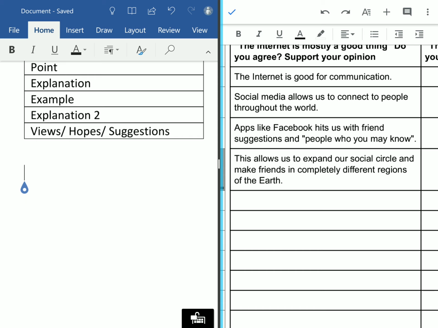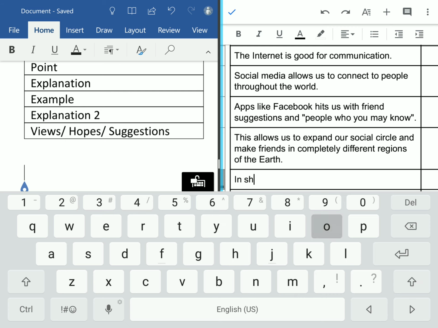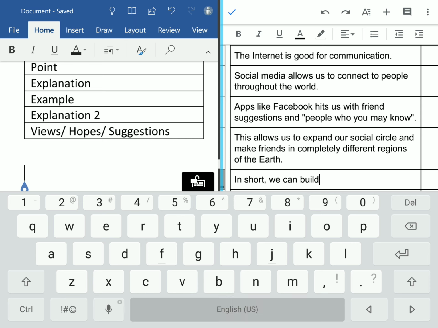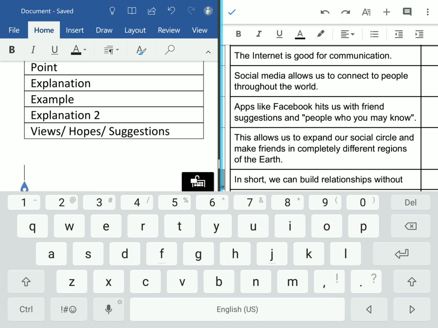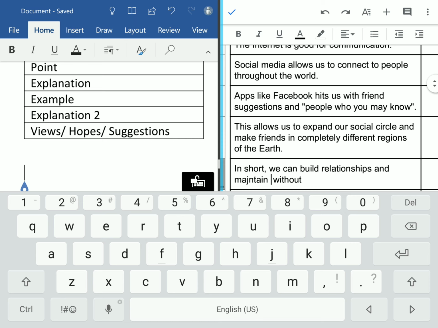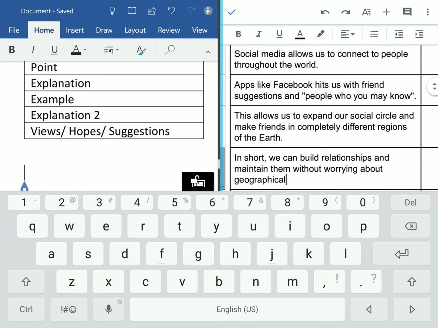So look at it again. The internet is good for communication. Social media allows us to connect to people throughout the world. Apps like Facebook hit us with friend suggestions and people who you may know. This allows us to expand our social circle and make friends in completely different regions of the earth. In short, we can build relationships and maintain them without worrying about geographical restrictions or differences in time zones.